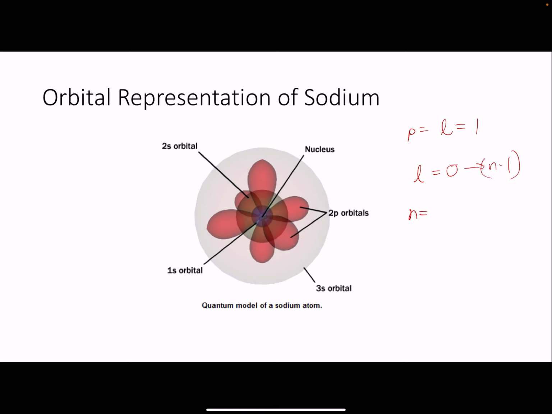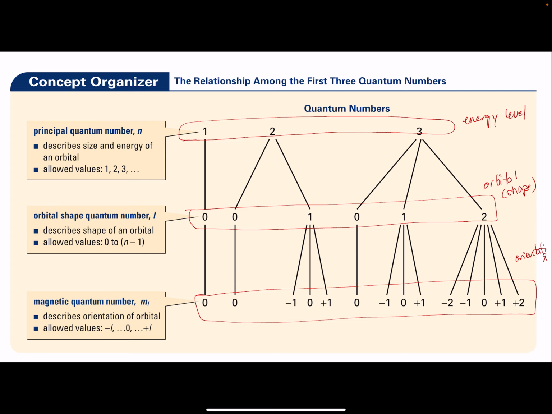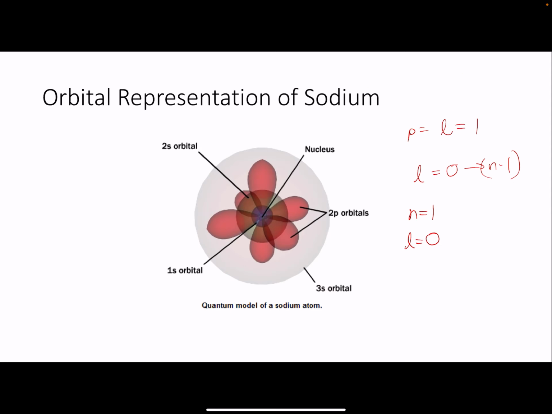If n equals 1, L can only equal 0, which means the first energy level only has an s orbital. If I go back to this chart here, here's a description of that. I'll just shorten this. Level 1, s orbital. Level 2, s and p orbital. Level 3, s, p, and d orbitals. Every level gets an extra orbital for it to use, and that's why they can hold more electrons as we go.